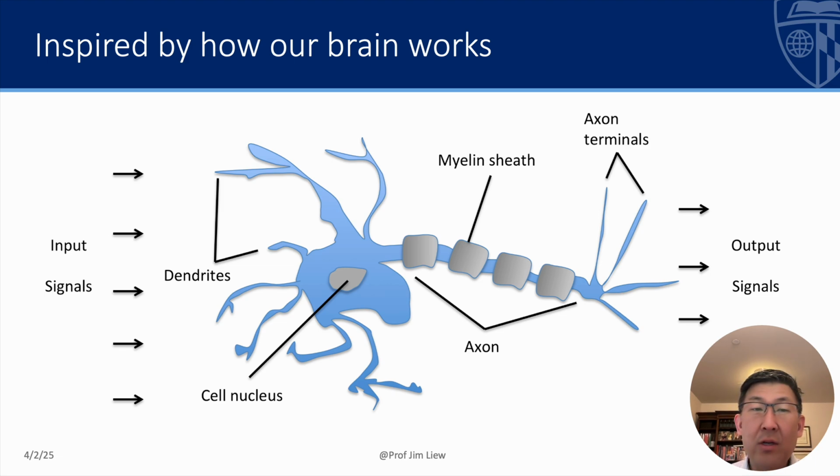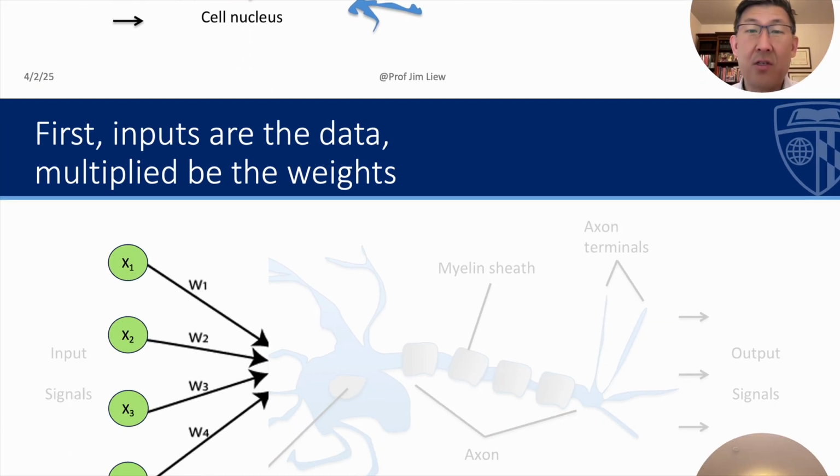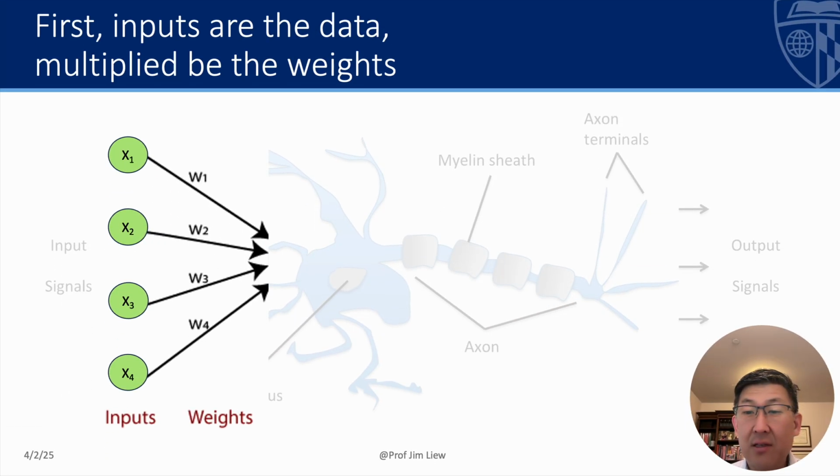And so when you think about the perceptron, this is basically what I'm going to overlay it here. X1, recall, are the data. W1 is the parameters that are multiplied by the data. And then you aggregate that up.